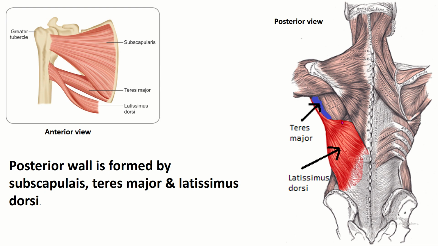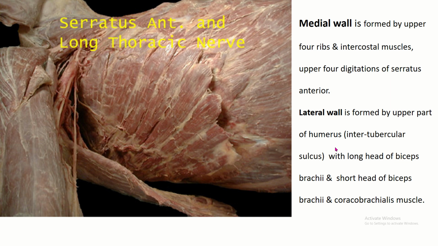Now the posterior wall is formed by the subscapularis, teres major, and latissimus dorsi muscles. The medial wall is formed by the serratus anterior muscle and the upper ribs. The lateral wall is formed by the upper part of the humerus, the intertubercular sulcus with the long head of the biceps brachii, the short head of the biceps brachii, and the coracobrachialis muscle.